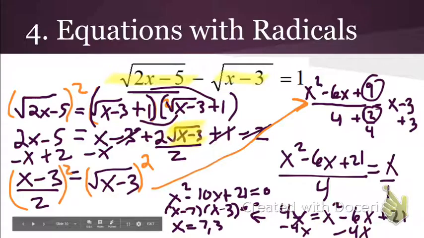And then you should plug those back in, make sure they work, and if they don't, then there's no solution. Because a lot of times when you square both sides, you create extraneous solutions. I'll show you why in a second, but if we plug in 7, we would get 2 times 7, which is 14, minus 5 is 9, square root of that is 3, minus the square root of 7 minus 3 is 4, square root of that's 2. So you get 3 minus 2 is 1. But if you plug in 3, it would also work. You would get 6 minus 5 is 1, square root of 1 is 1, minus 0. So both of these are solutions, 7 and 3.